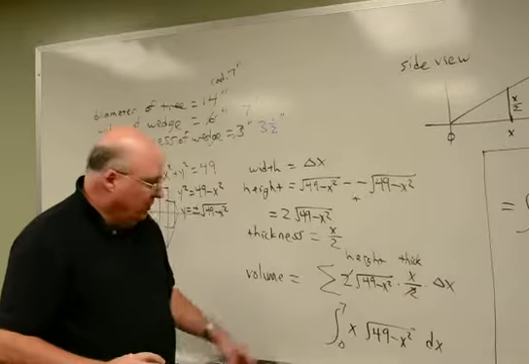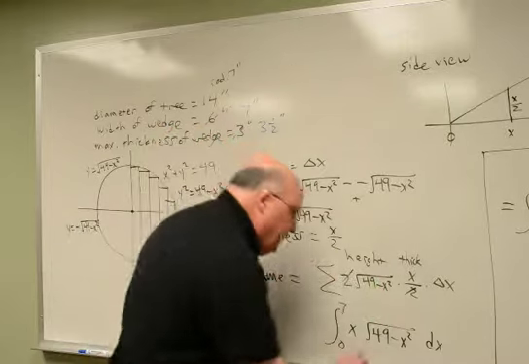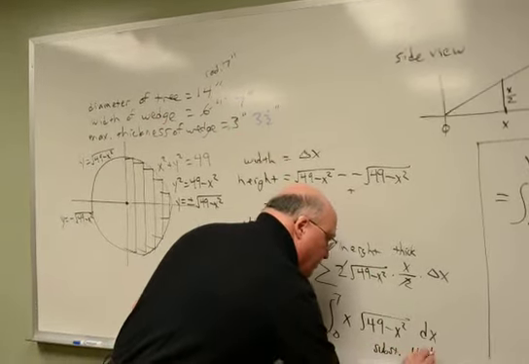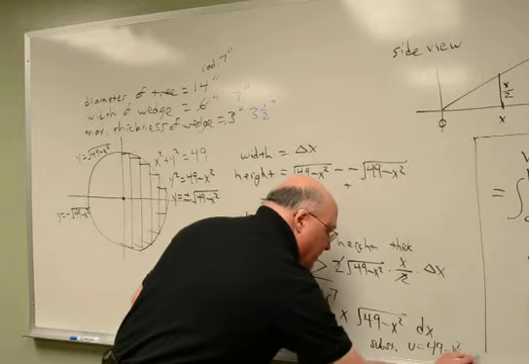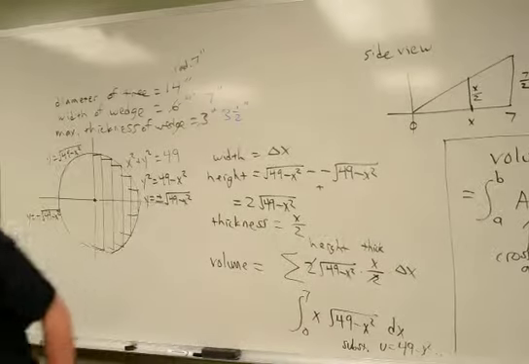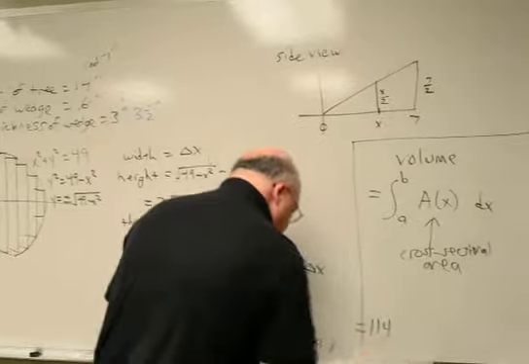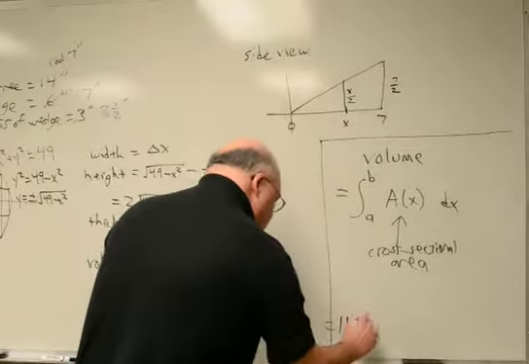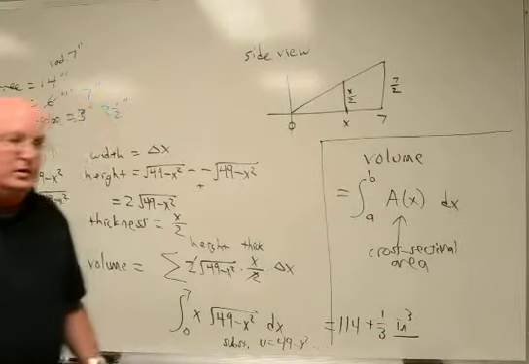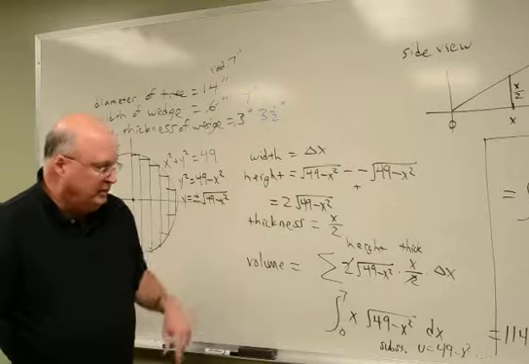Now, when we integrate this, because this is the square root of not just plain x, we would need to use substitution. We would have u is your 49 minus x squared, etc. And when you go through all the details, you wind up with a volume of 114 and a third. Is that right? Yes, 114 and a third cubic inches. Notice it's cubic inches because it's a volume and we have the 3 dimensions.